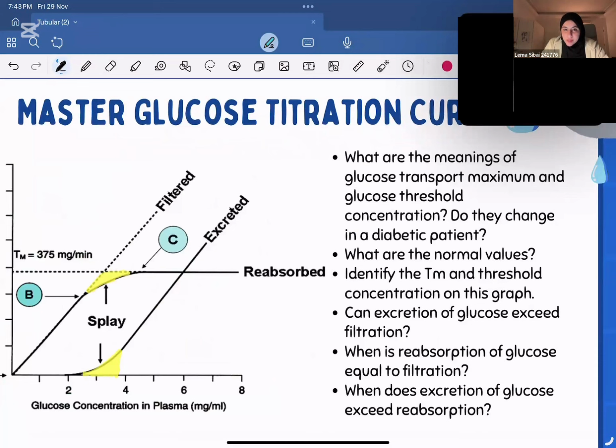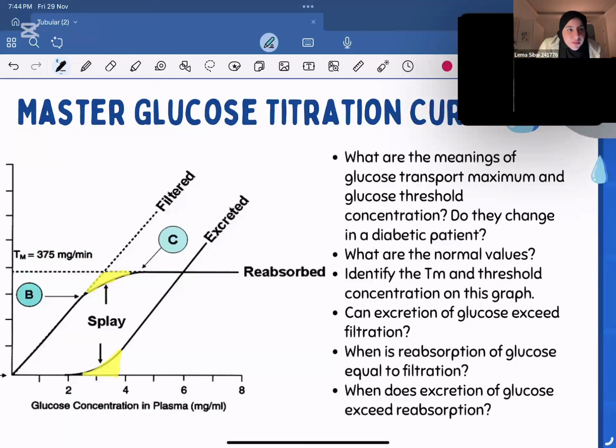Glucose transport maximum just means the maximum reabsorption of glucose at a specific amount of time. So it's the maximum amount of glucose that could be reabsorbed in the entire kidney. Transport maximum is when all the transporters are saturated, and threshold is the point at which glucose appears in the urine.